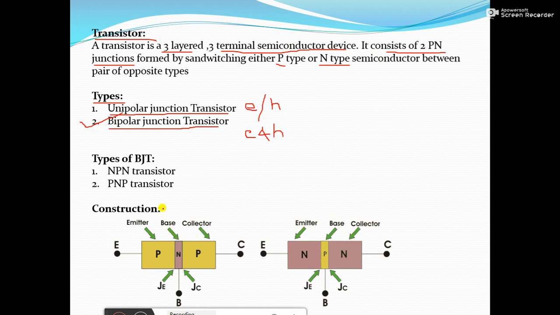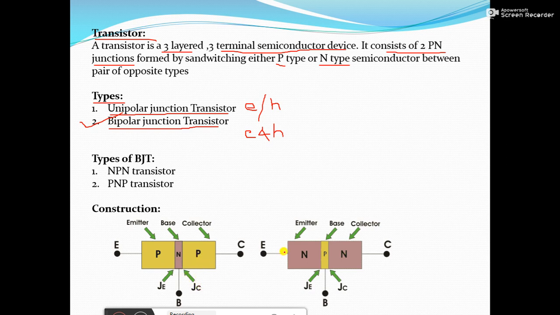Similarly, if you see the construction of PNP transistor, an N type layer is sandwiched between two P type layers, and again here also there will be three terminals. They are designated as emitter, base and collector, and there will be two junctions. One junction is formed between the emitter and base, which is known as JE, and another junction is formed between the collector and base, which is known as JC.